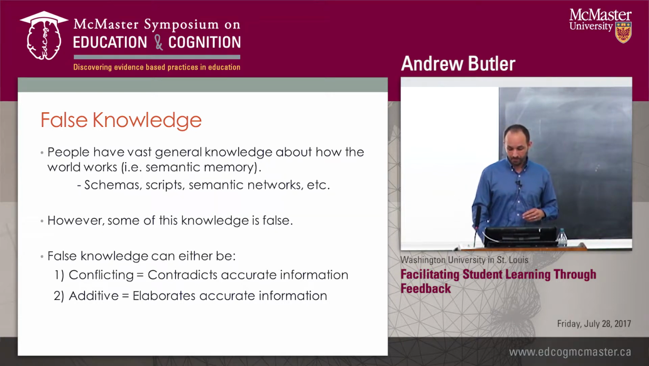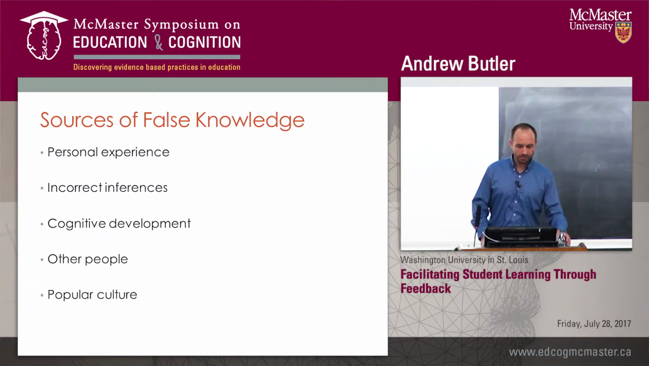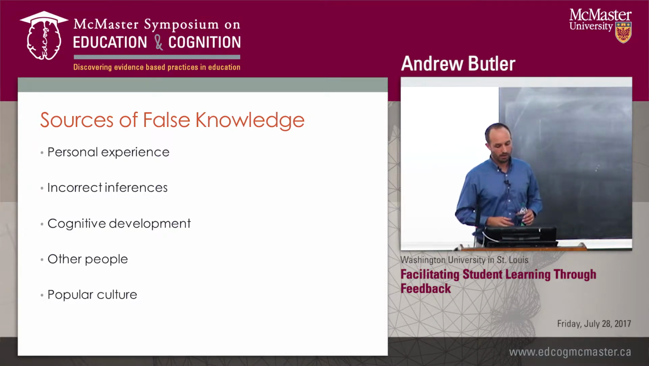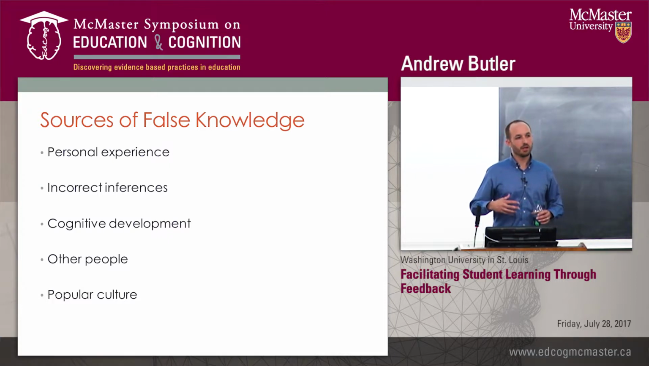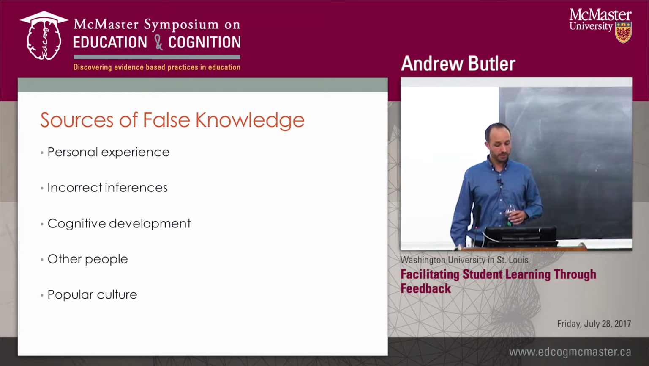And when we think about students going around the world acquiring misconceptions, they can do so from a lot of different sources. So here are just a few of them. We get misconceptions from personal experience, so things like our sense of how gravity works and force works. We have one experience, but that's actually kind of counter to the way that these things actually work. We can make incorrect inferences.